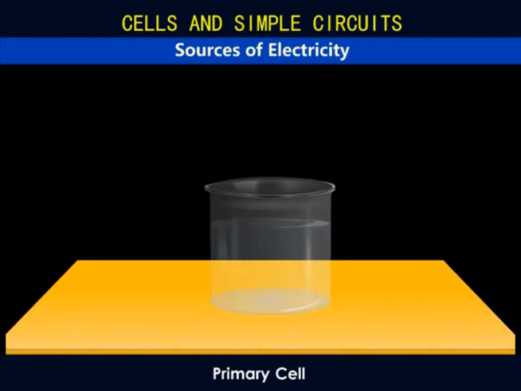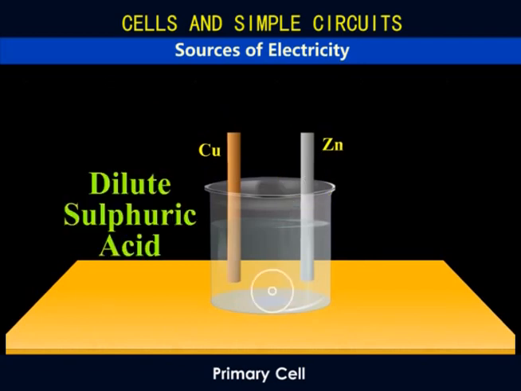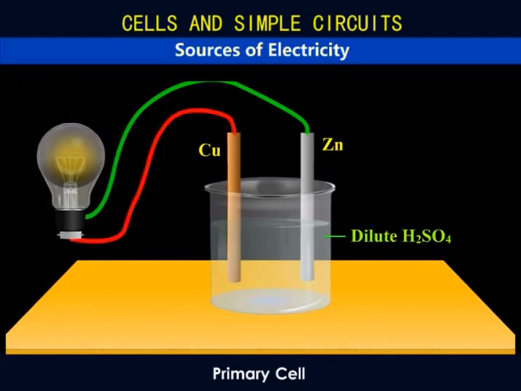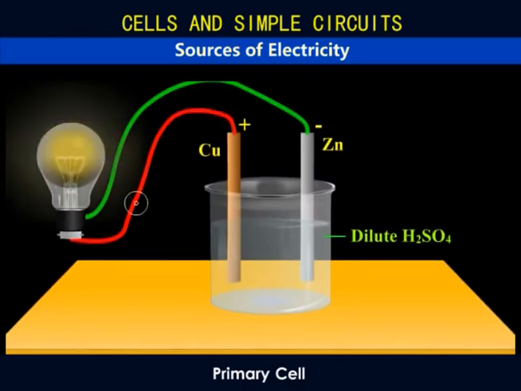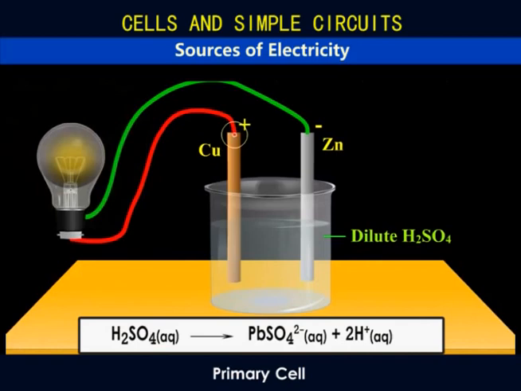A simple primary cell consists of 2 electrodes, one of copper and the other of zinc, dipped in a solution of dilute sulfuric acid in a glass vessel. On connecting the 2 electrodes externally with conductors, current flows from the copper to zinc outside the cell, and from zinc to copper in the solution. The action of the cell is explained in terms of motion of the charged ions. The dilute sulfuric acid exists in solution as hydrogen and sulfate ions.